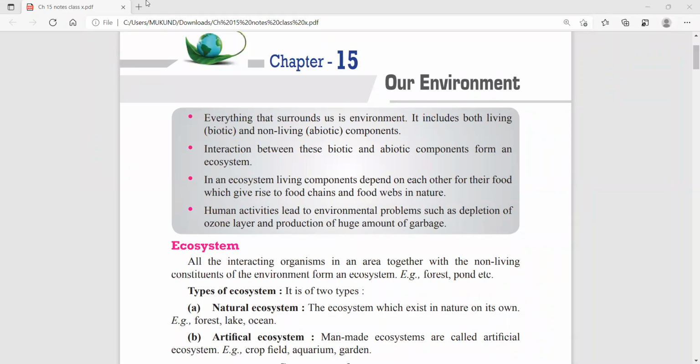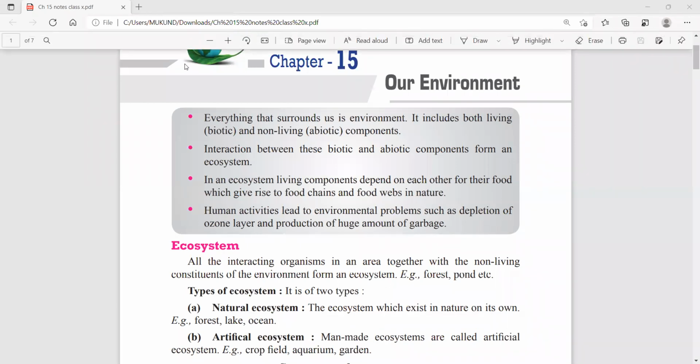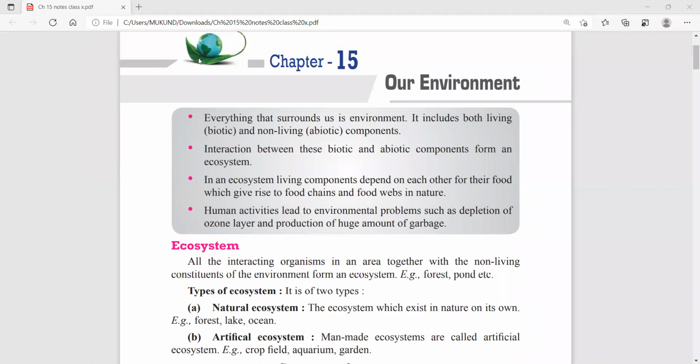To study about ecosystem. That we have done in the first objective. To study about human activities that lead to environmental problems.